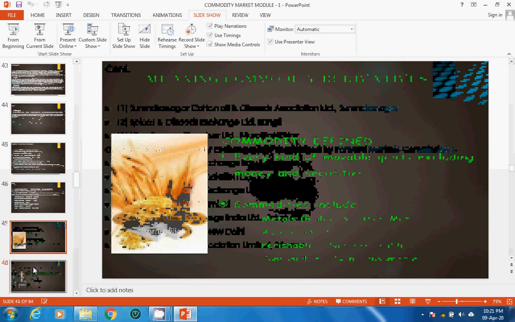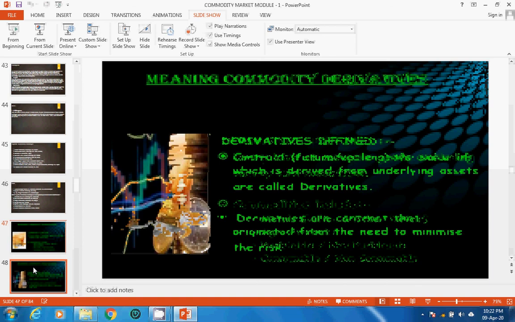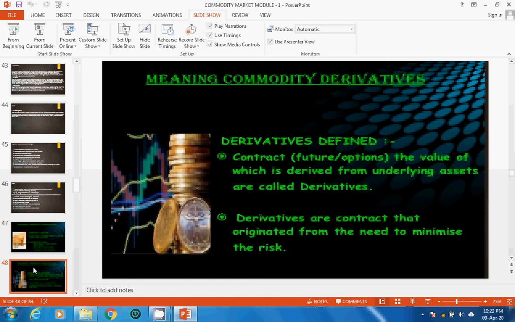Now let's understand a brief study on commodity derivatives. As I told you, commodity is every kind of movable goods excluding money and other securities. It is considered as commodity. We have already gone through examples of commodities, movable items like metals, agricultural goods, perishables, non-perishables, consumables, etc. What are commodity derivatives? We have a separate chapter in which we are going to learn in detail. Now we are learning in brief about commodity derivatives.